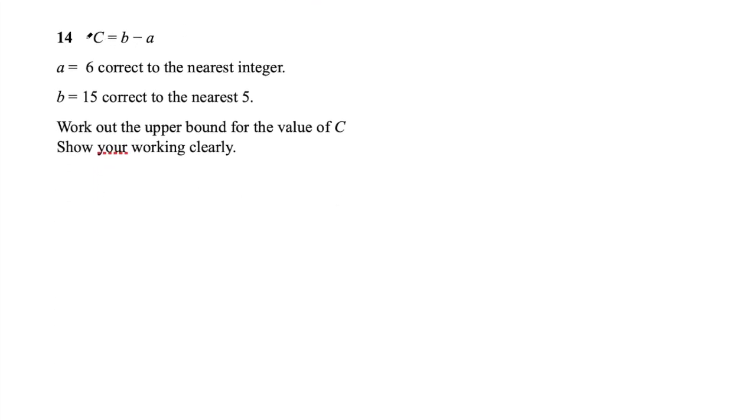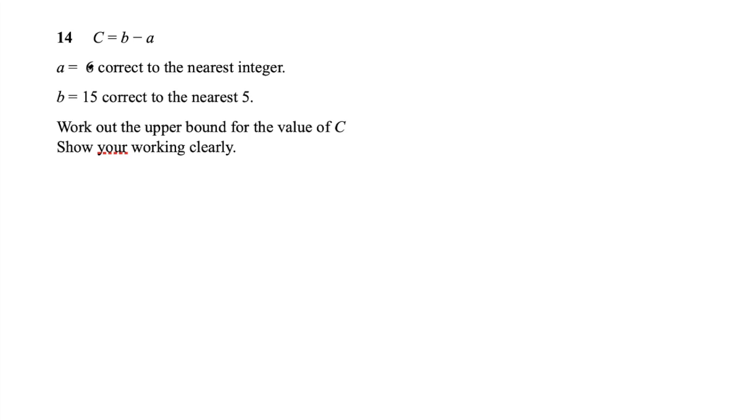This question says C equals B take A. A equals 6 correct to the nearest integer, B equals 15 correct to the nearest 5. Work out the upper bound for the value of C, show your working clearly. The first thing you want to do is find the upper and lower bounds for both A and B.